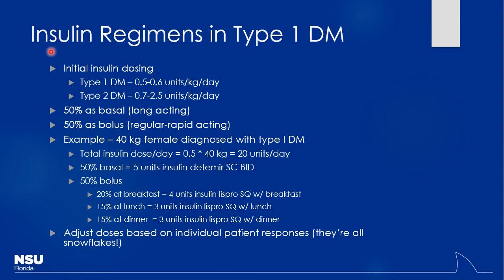So looking at a regimen, looking at initial insulin doses here, how would you compare them between a type 1 diabetic and a type 2 diabetic patient? What do you think? How do you think these are comparing? Why do you think one requires a much higher dose?